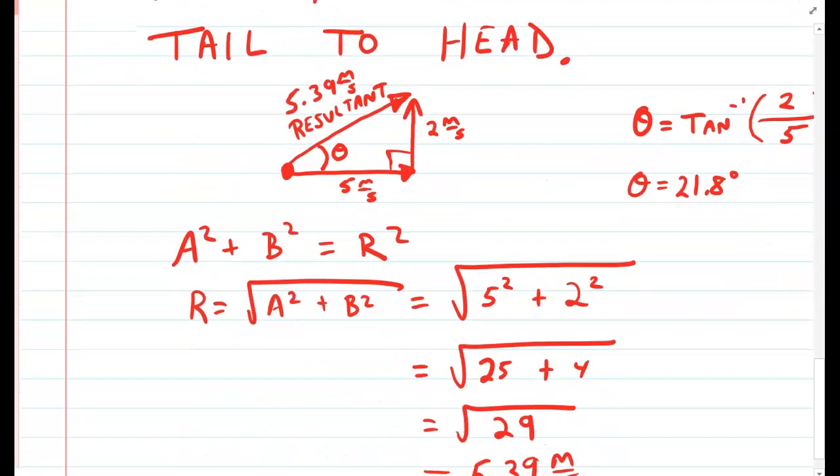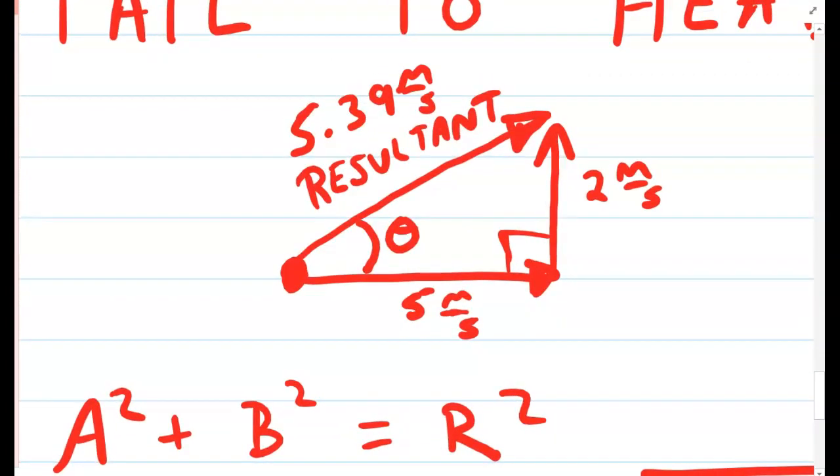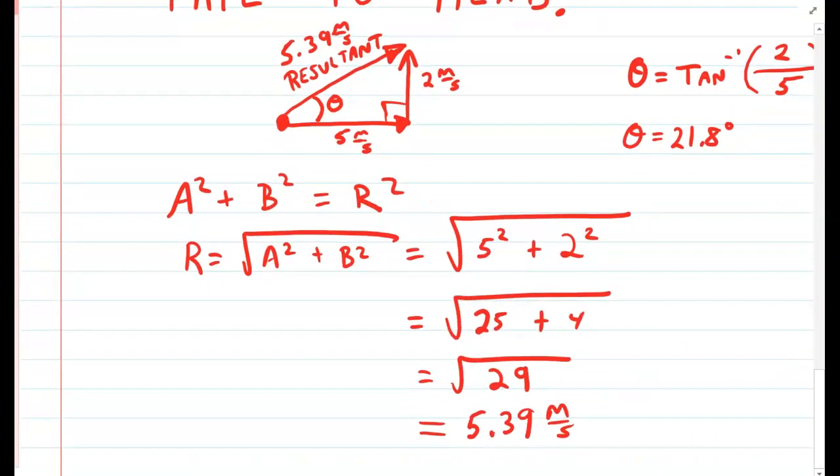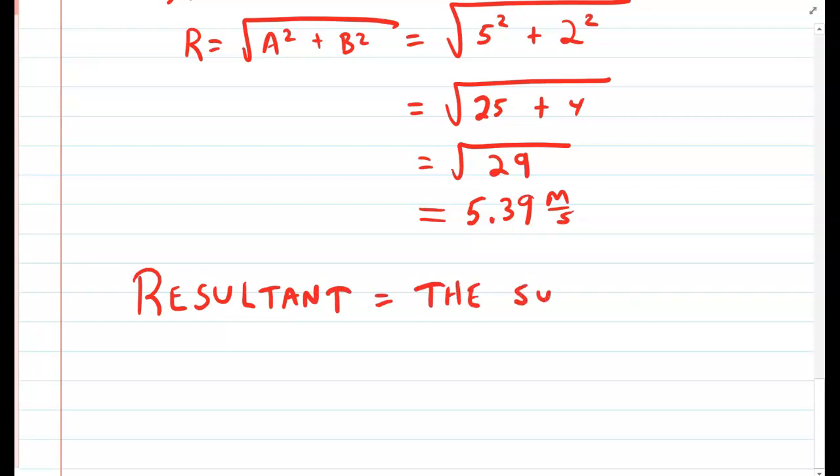Now, this thing called the resultant, right here, is your final answer when you're adding vectors together. When you add vectors together, it's called the resultant. It's the sum of 2 or more vectors added together.